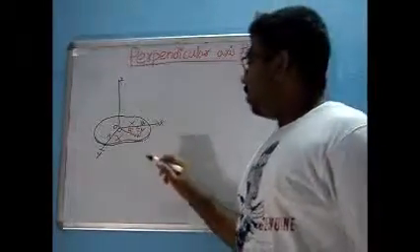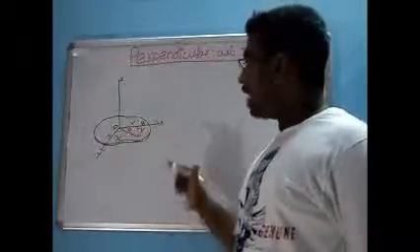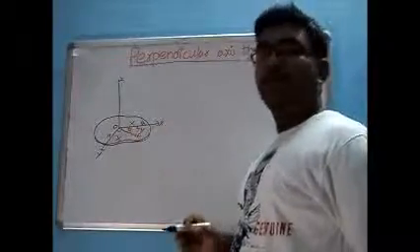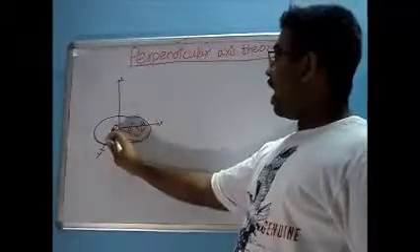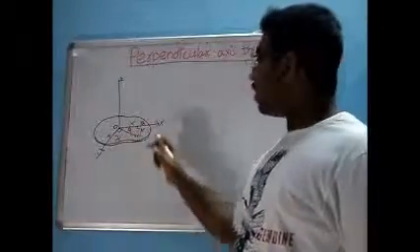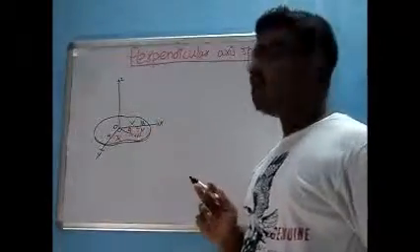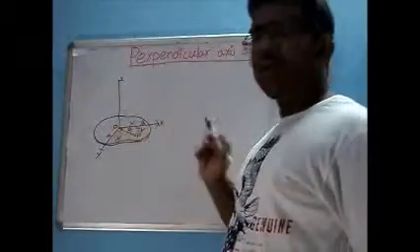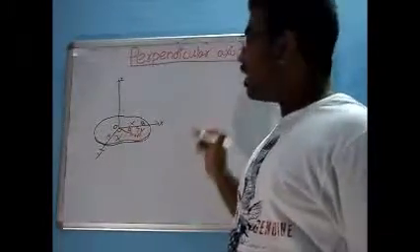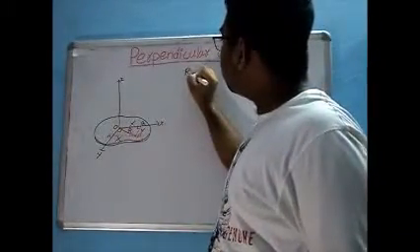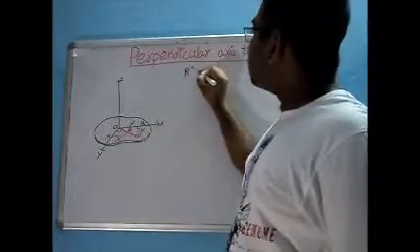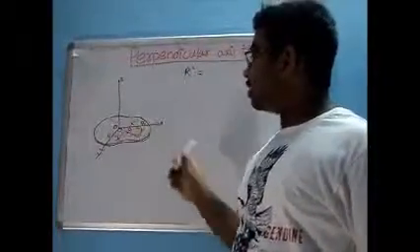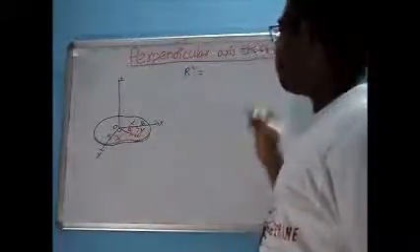Now as OQ equals x, QP equals y and OP equals r, and angle OQP is equal to 90 degrees as it is a rectangle, therefore by the Pythagoras theorem the square of the hypotenuse, that is r square, would be equal to the sum of the squares of the other two sides, which is x square plus y square.